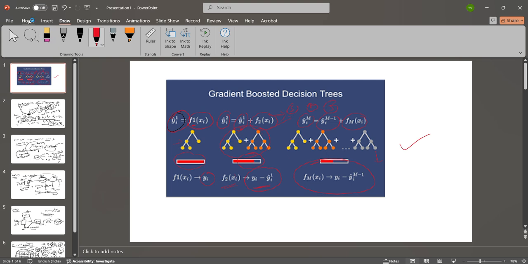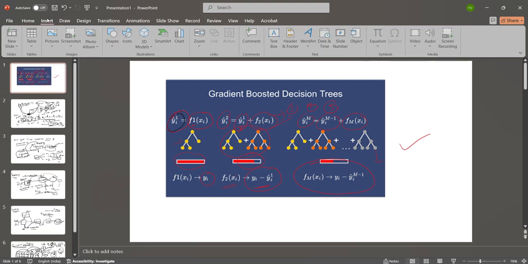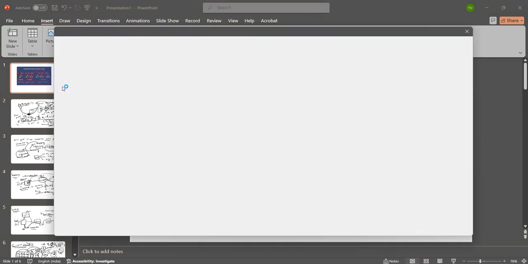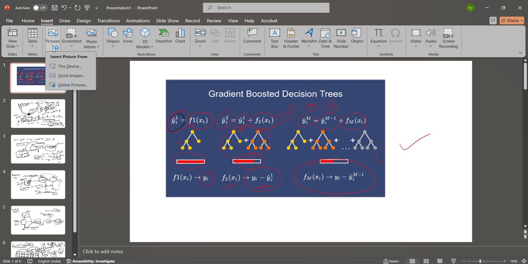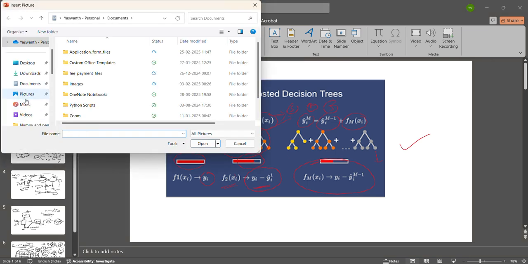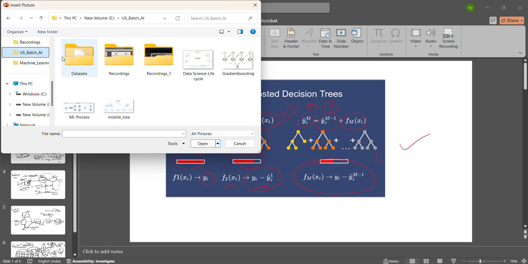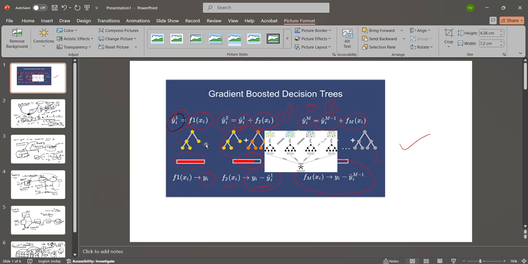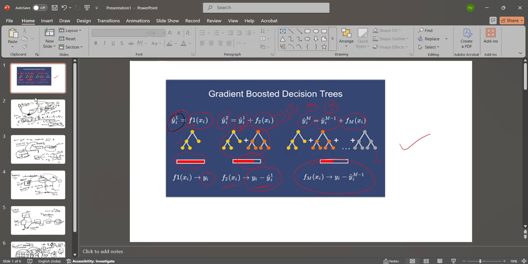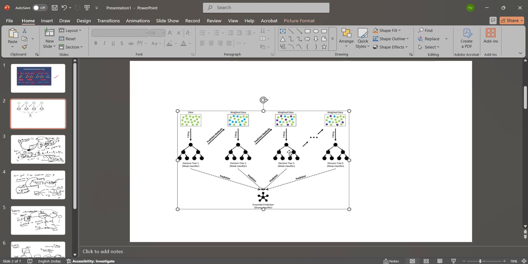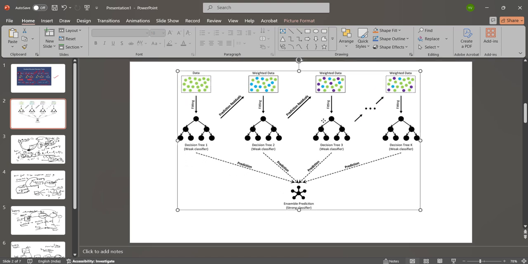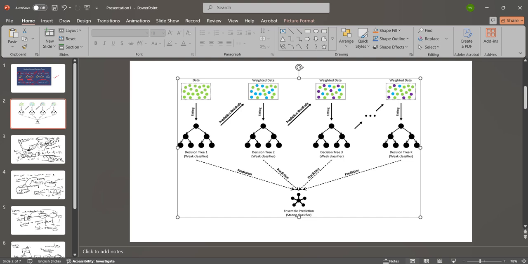And there is one more picture I just wanted to add. Let me zoom in. Yeah. So here you can see the same thing. Now it is very easy.